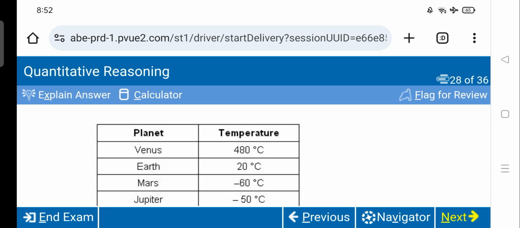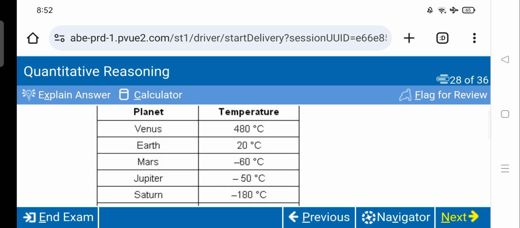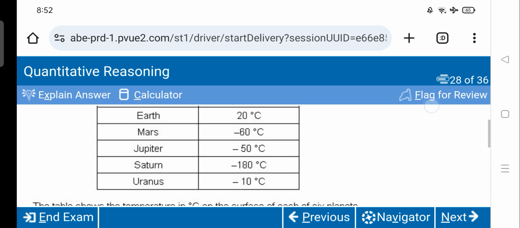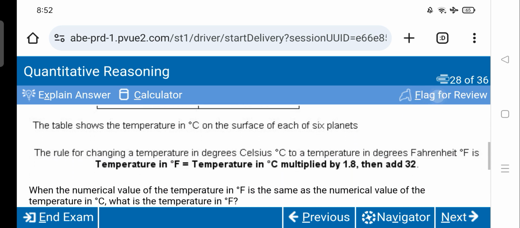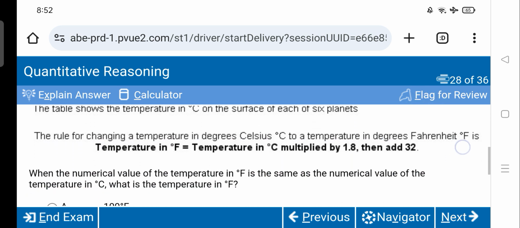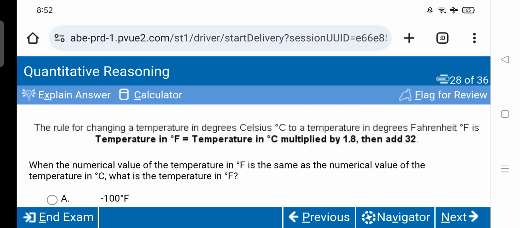Next is question number 28, which has the same information given in the table, and then we have a question: when the numerical value of the temperature in Fahrenheit is the same as the numerical value of the temperature in centigrade, what is the temperature in Fahrenheit?